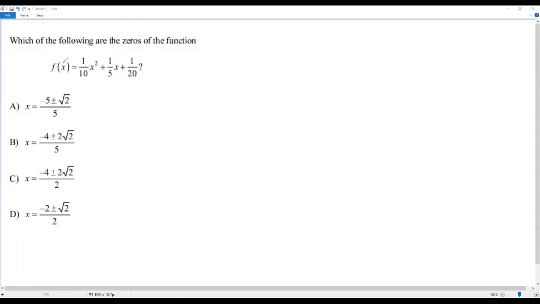Okay, to get the zeros of the function f of x, we have to equate f of x to 0. Since f of x equals 0, the expression we have for f of x must be equal to 0. Then we get the equation 1/10 x² + 1/5 x + 1/20 = 0. Here we have a quadratic equation in standard form.